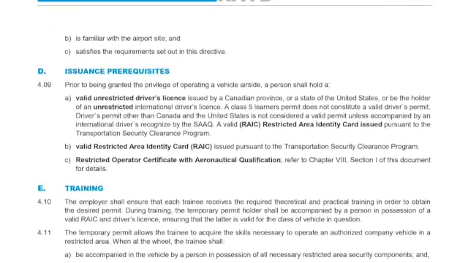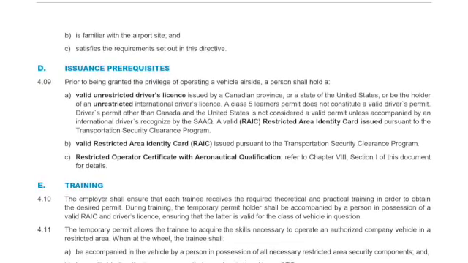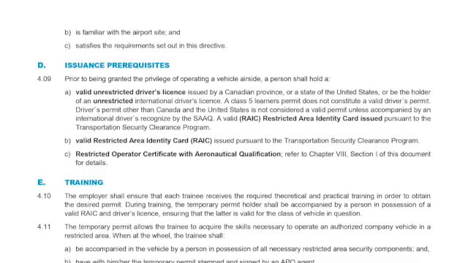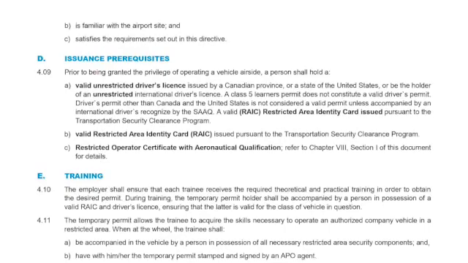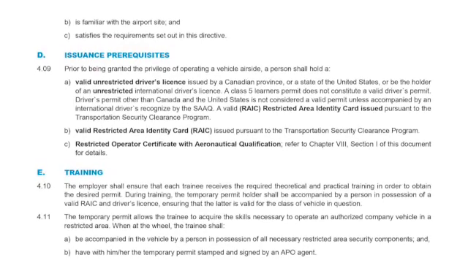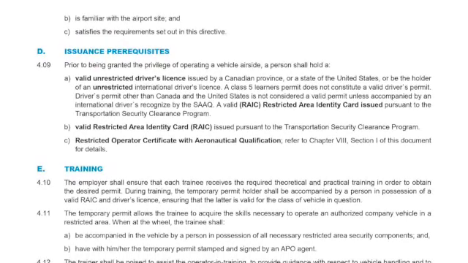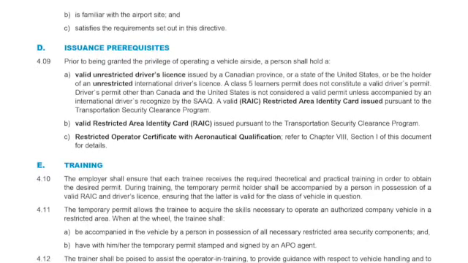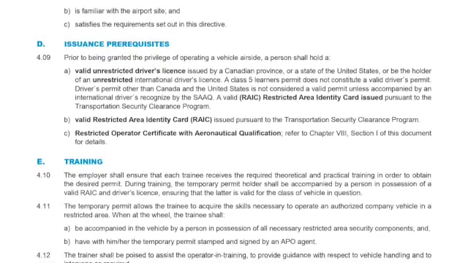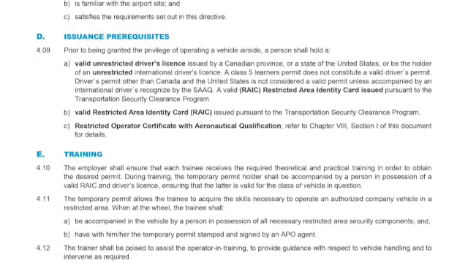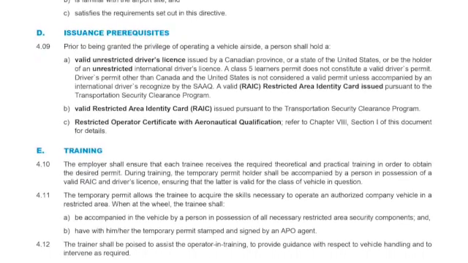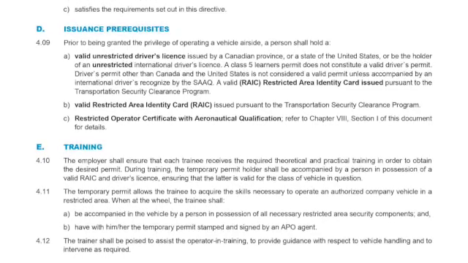A. Valid RAIC, restricted area identity card, issued pursuant to the Transportation Security Clearance Program. B. Valid restricted area identity card, RAIC, issued pursuant to the Transportation Security Clearance Program. C. Restricted operator certificate with aeronautical qualification. Refer to Chapter 8, Section I of this document for details.